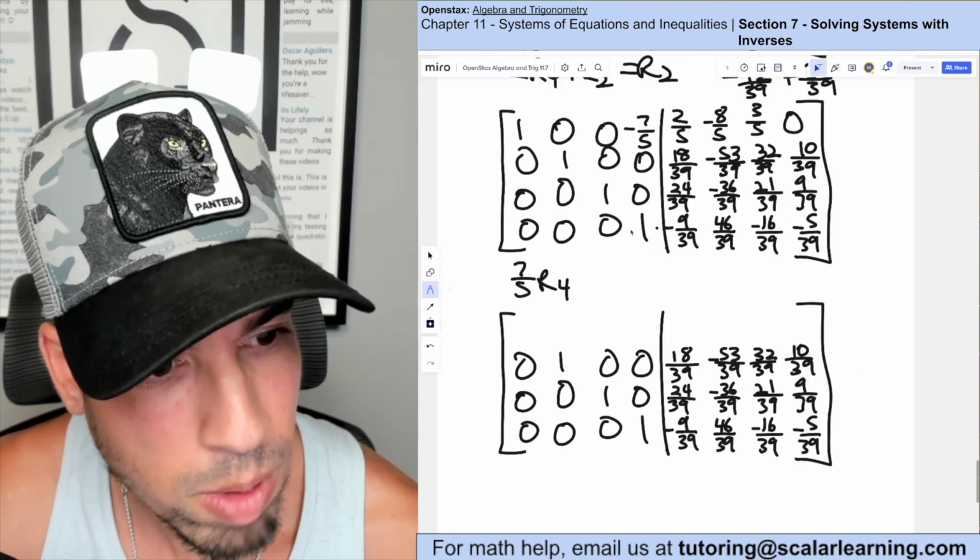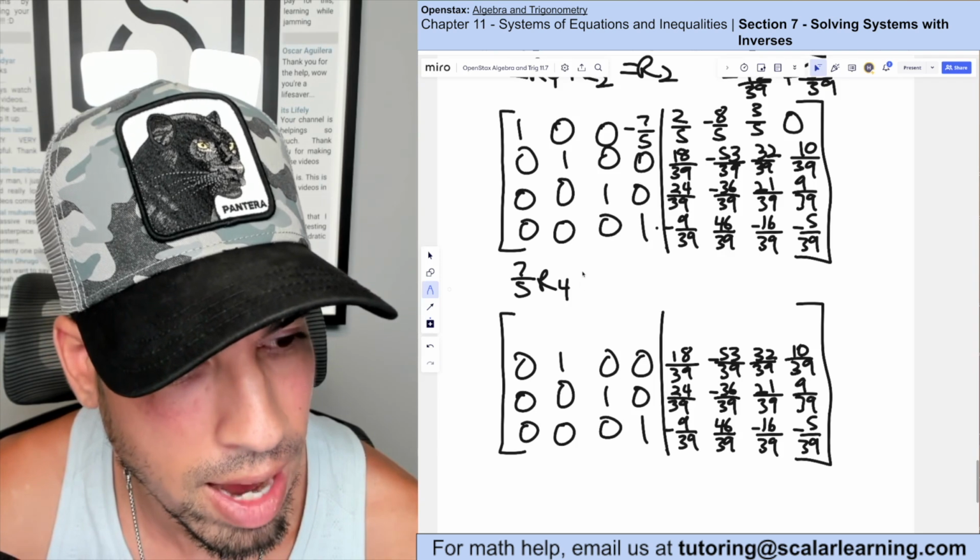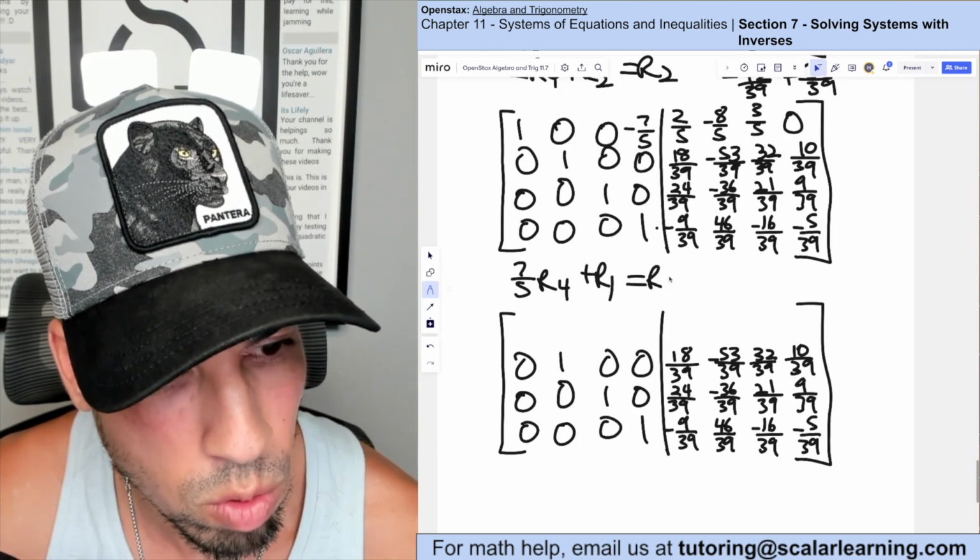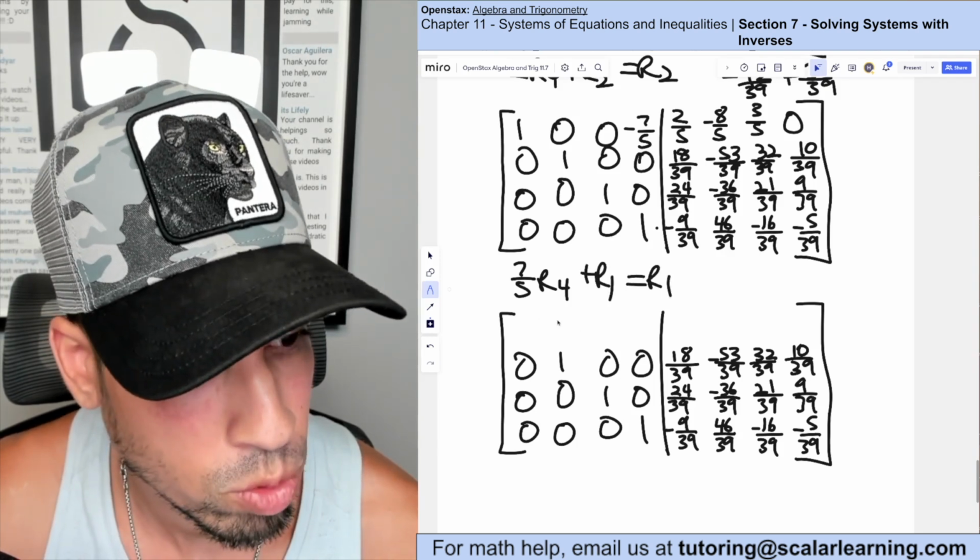Last but not least, we're multiplying row 4 by 7 fifths to add to row 1 to get a new row 1. So let's check it out. 0 plus 1 is 1.